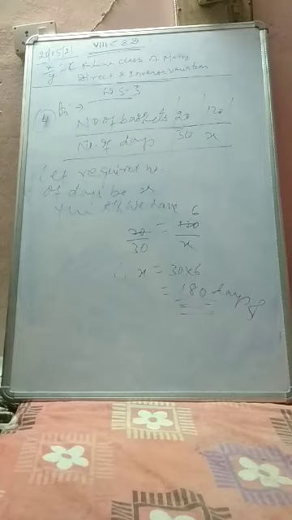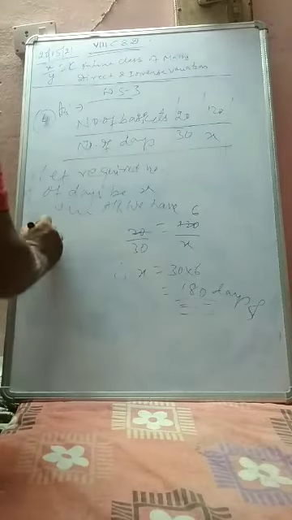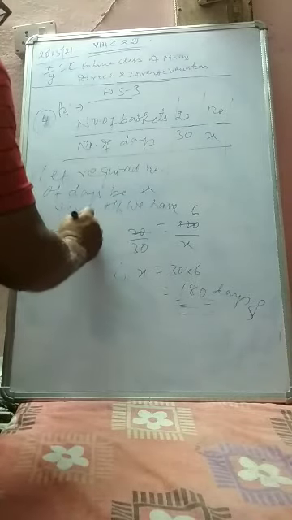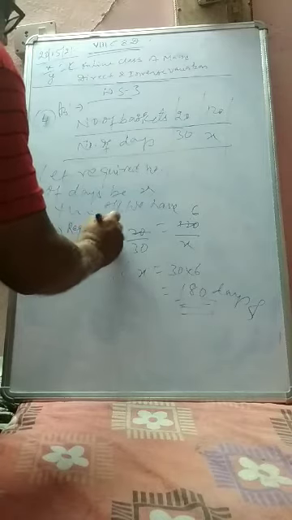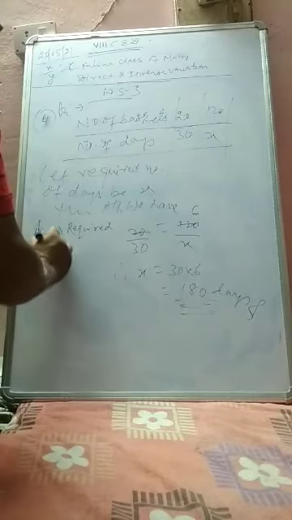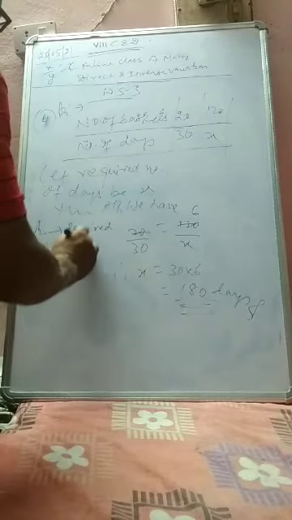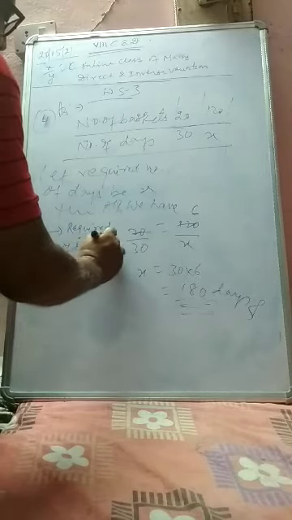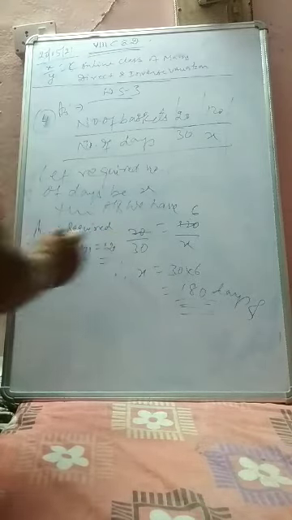Therefore, x is equal to 30 into 6. Means the required number of days is equal to 180. Write the answer here: required number of days is equal to 180. It is your answer.